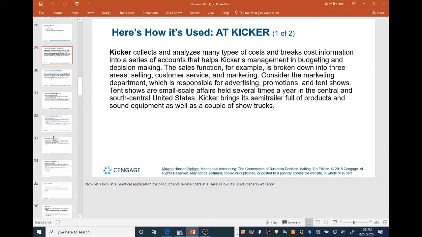Okay, so here's how it's used at Kicker. I'll go ahead and put this scenario into my own words. They're marketing something. I don't even know what it is. It's trucks. So it's show trucks. Sorry, it's sound equipment. That's what Kicker is selling.